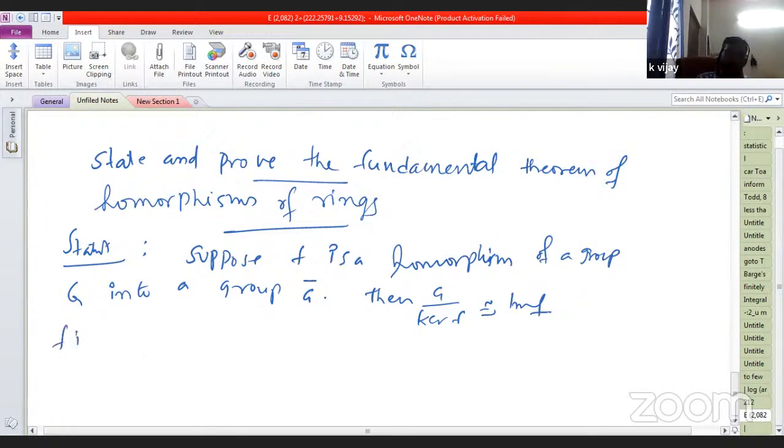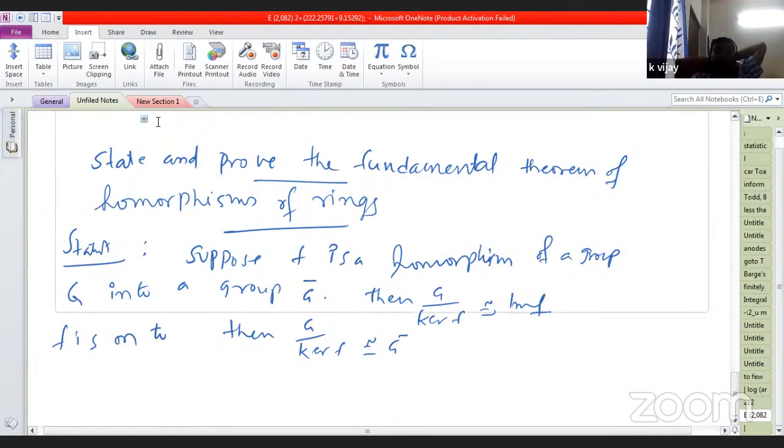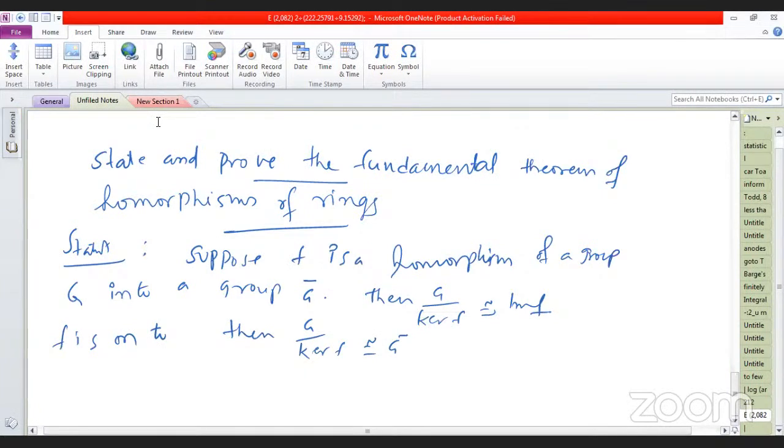So therefore F is onto, then G by kernel F is isomorphic to G bar. So this is the statement. State and prove the fundamental homomorphism theorem. Suppose F is a homomorphism, one-one and onto. You told that F is onto means one-one and onto. Therefore G by kernel F is equal to G bar. Now I am taking the proof here.